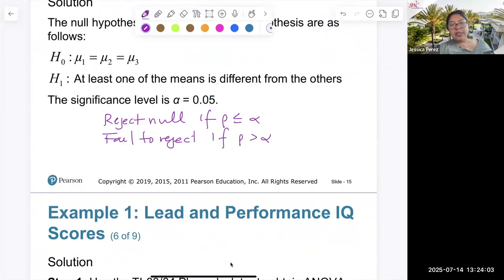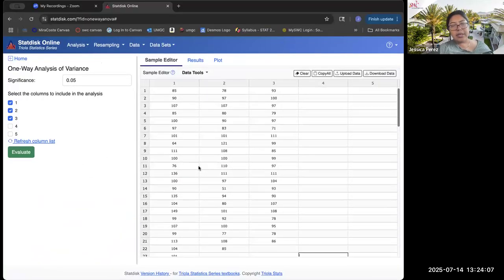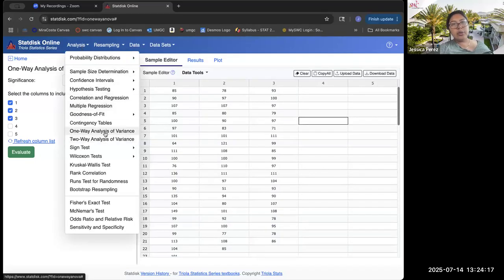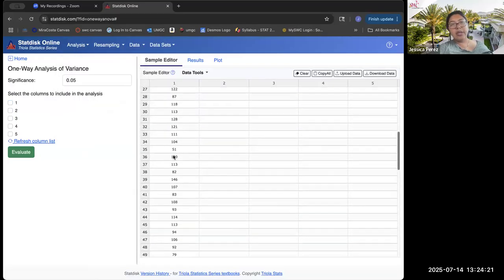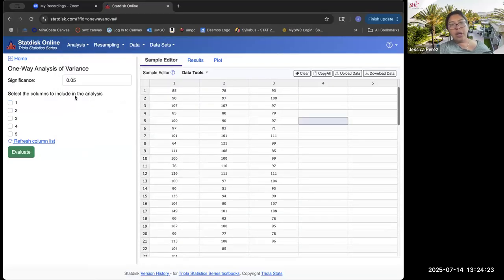So let's go into StatDisk. Now that I've inputted all of my data values, you see here my data 1, my data 2, my data 3, population 1, population 2, population 3. You're going to go into analysis. You're going to go into one-way analysis of variance, that is ANOVA, and you're going to tell it what columns to include in the analysis. I want you to include data 1, data 2, and data 3. That means population 1, population 2, and population 3.